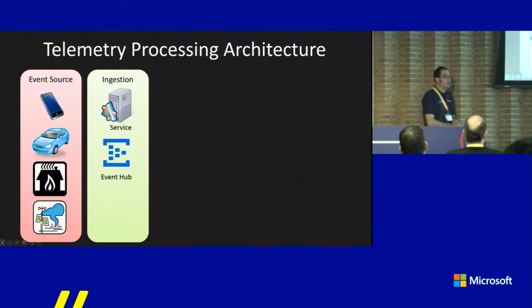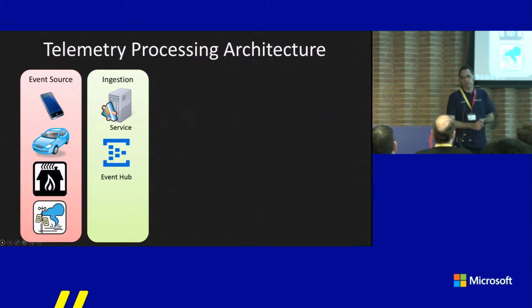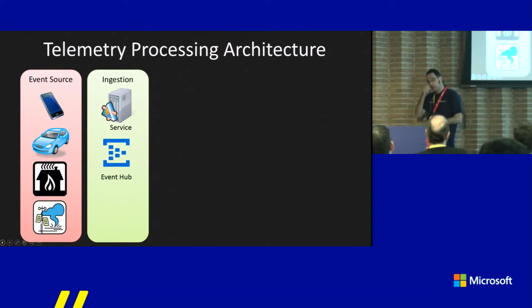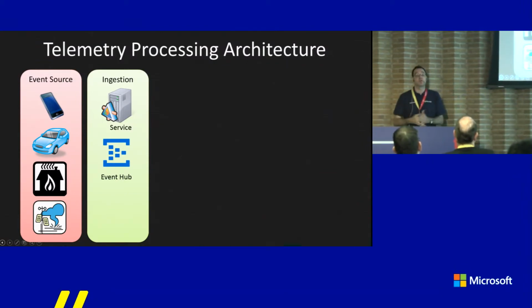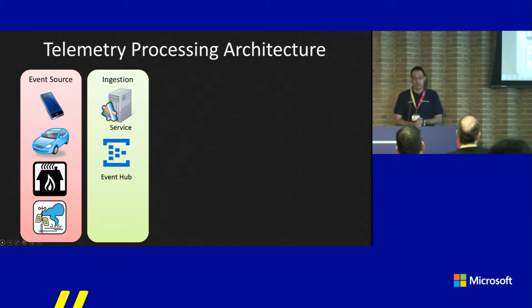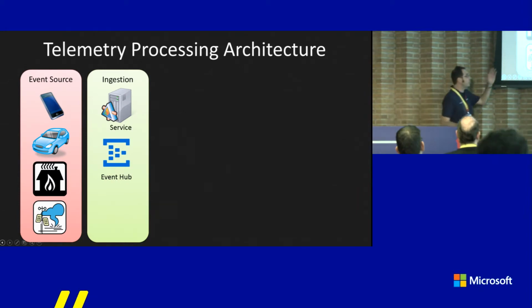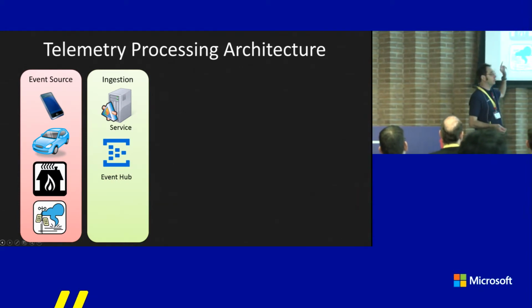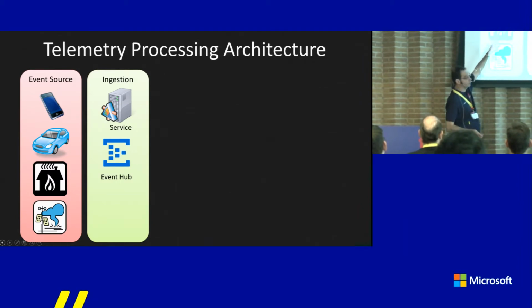The next stage that we have is ingestion. And there's a couple of services within Azure that we can use for ingestion. Event Hub is one of the prime services for that. We may choose to have the devices interacting with Event Hub directly. We may choose to have some kind of gateway service, a REST-based service that the applications can interact with, and then that service sends the messages to Event Hubs.